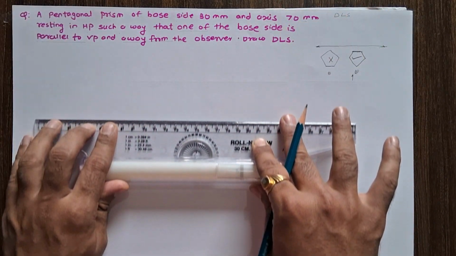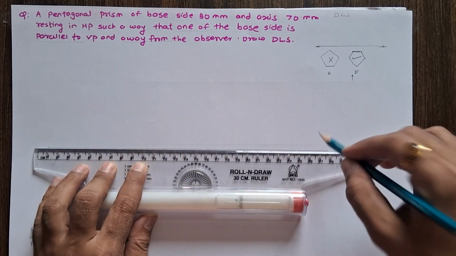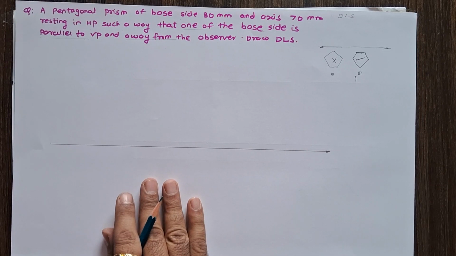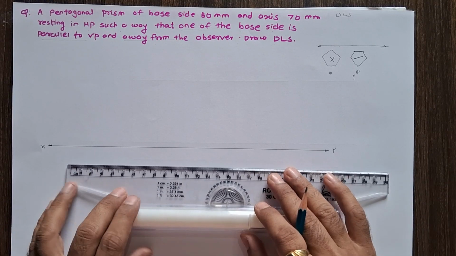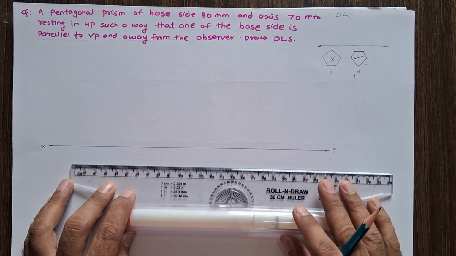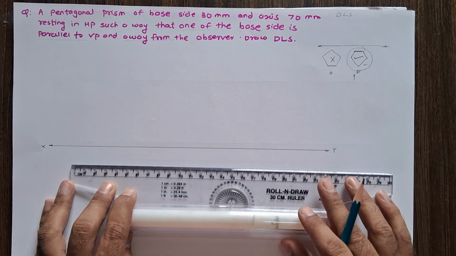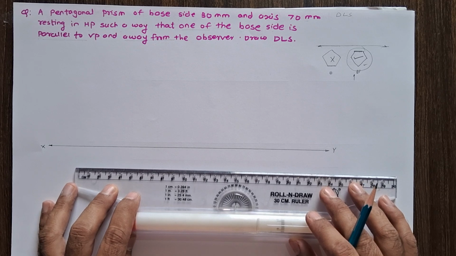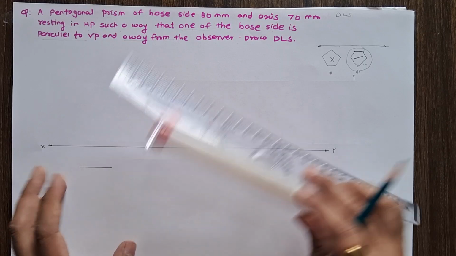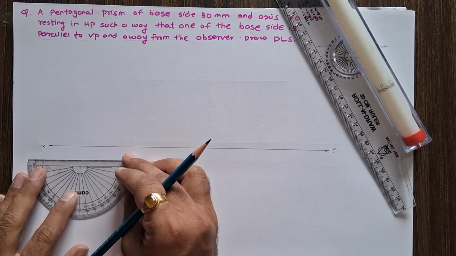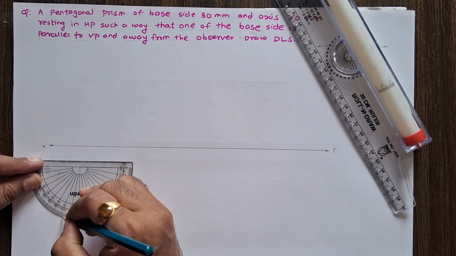Draw the XY line first. The problem is very simple. Draw the XY line. This is X. This is Y. And draw the pentagonal prism top view by using the second, correct position. So 30 mm is the base edge. From both the ends of this line, mark a 72 degree angle.